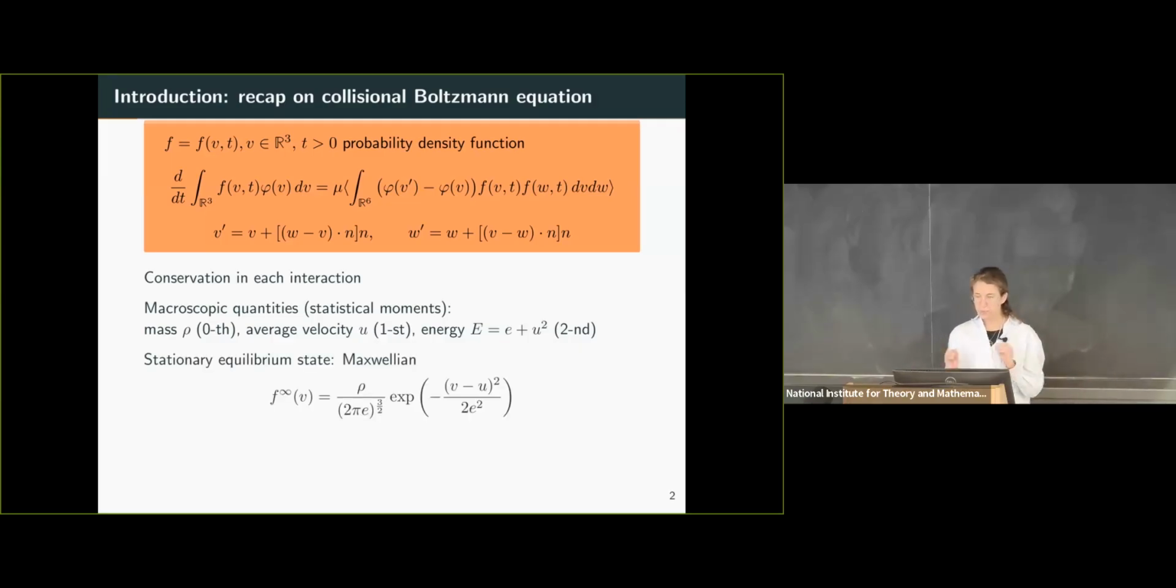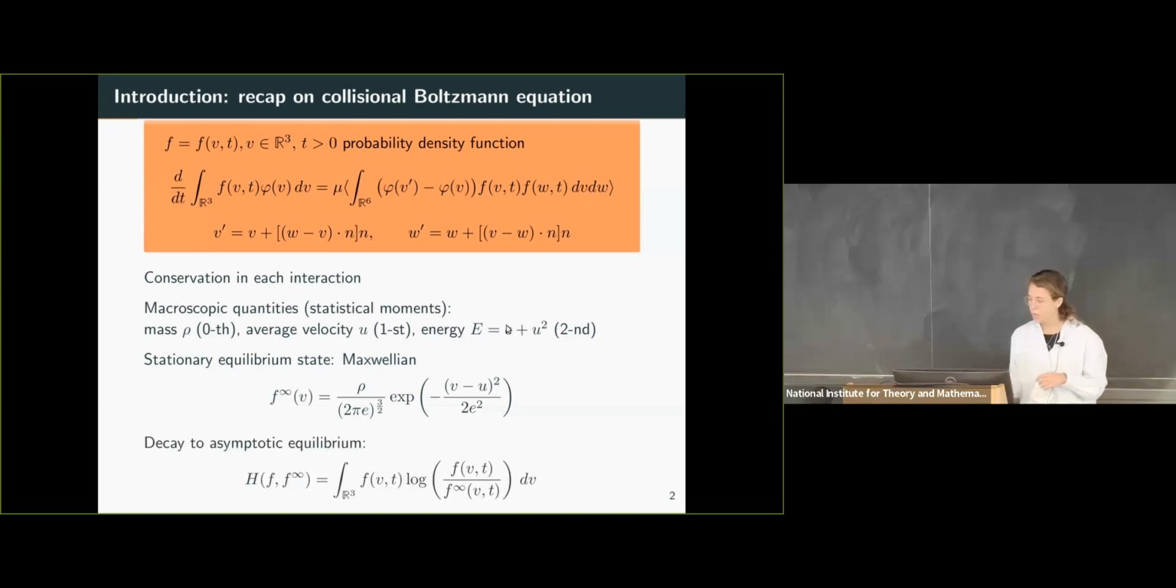So the idea is to connect the individual states of the molecules to the macroscopic quantities. And what one can prove, starting from this collisional equation, is that its stationary equilibrium state is a Maxwellian, which is parameterized by the three macroscopic conserved quantities. Here E is the internal energy. What can be proved is that we also have a decay to this equilibrium, which is an asymptotic equilibrium, through an H theorem and through this minus entropy functional.